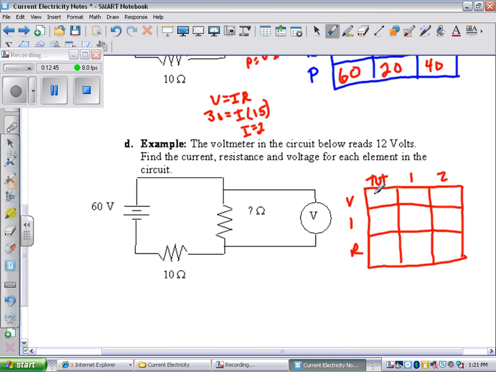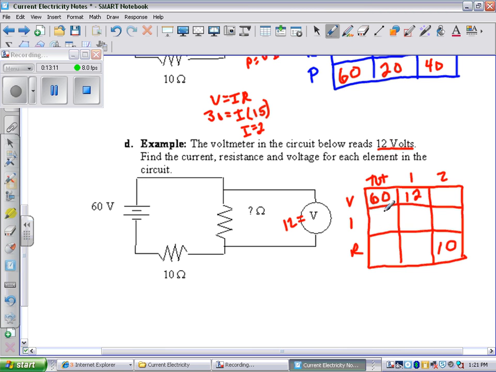Now, I've been given the total voltage. The voltage of the battery is 60 volts. I know that the second resistor has a resistance of 10 ohms. And it says this voltmeter reads 12 volts. So I'm going to write that in here just so we see that, okay? And the voltmeter is just hooked up across the first resistor. So I know the voltage for my first resistor is going to be 12 volts.